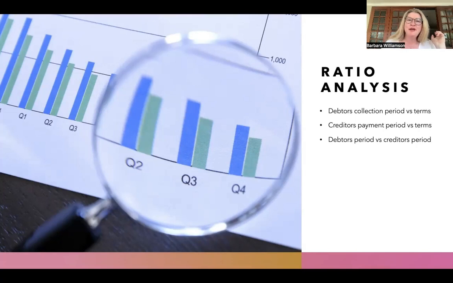You can also compare your debtors period to your creditors period, because if you're able to get the money from your customers sooner than you have to pay your suppliers, it means you've got a slightly more positive cash flow. Remember, we looked at this in analysis. You would ideally also want to compare it to your inventory period. But even if you've just got debtors and creditors, have a look at that comparison. It's very useful.